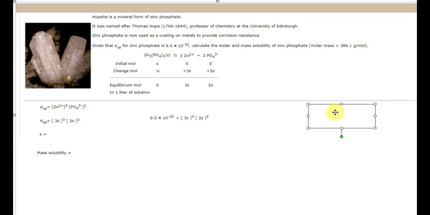Here I've got the equation. They gave us the Ksp, 9 times 10 to the negative 33, pretty small value, and then we calculated this from our ICE chart. Now, a quick look at it. We're going to realize that we're going to have an s raised to the 5th power, and so our answer is going to be the 5th root of this 10 to the negative 33, so we'd expect maybe either a 6 or a negative 7 to be the range of our answer. But let's get the calculation going.